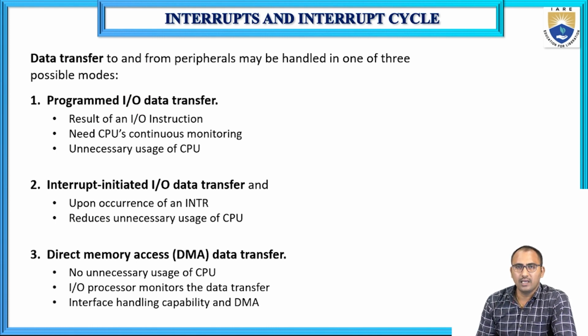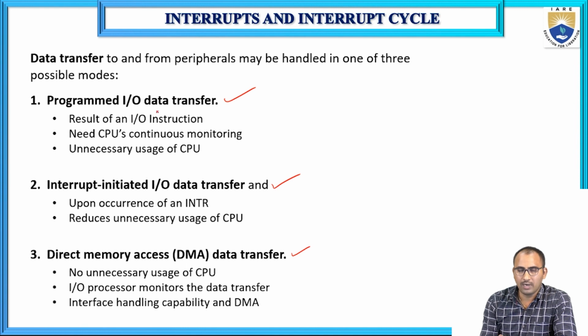So basically, the data transfer between the CPU and the IO device takes place in three ways. First one is programmed IO data transfer. Second one, interrupt initiated IO data transfer. Third one, direct memory access data transfer. So these are the three main data transfer methods between the CPU and the IO device. First one, programmed IO data transfer. We have already seen that.